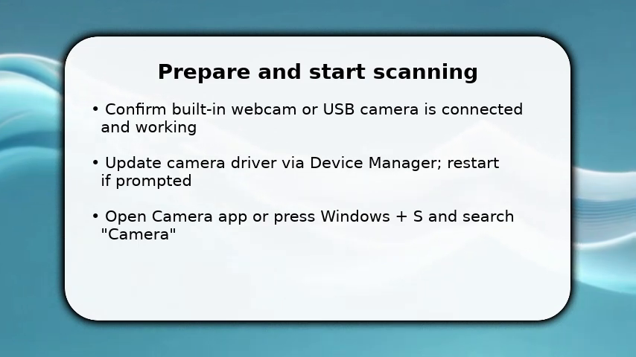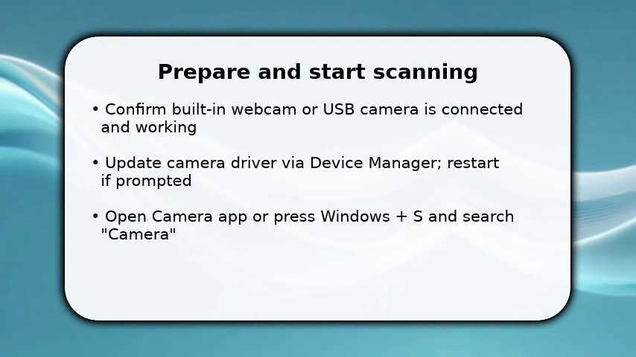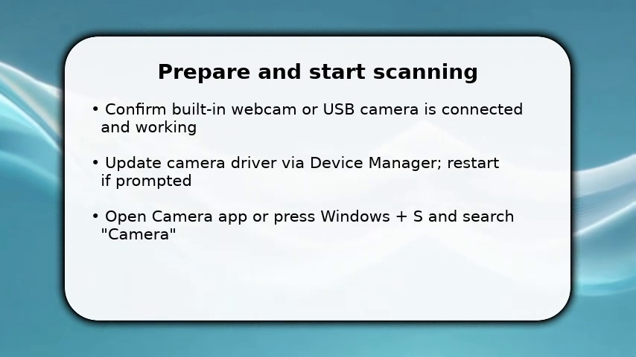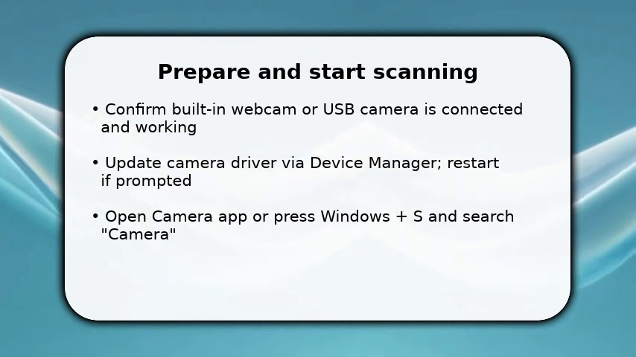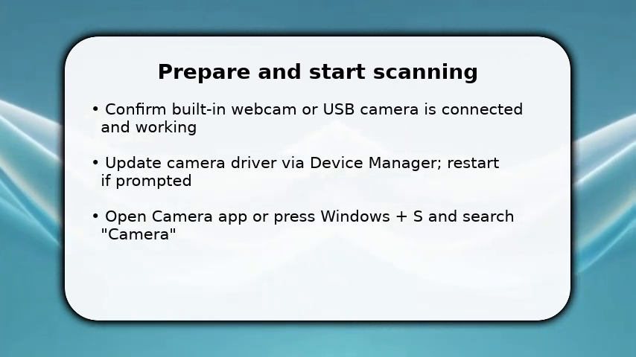Once done, open the Windows Camera app or search for Camera. Grant camera permission when Windows asks. Make sure lighting is even and keep the QR code centered. These first steps get you a clean, scannable image.